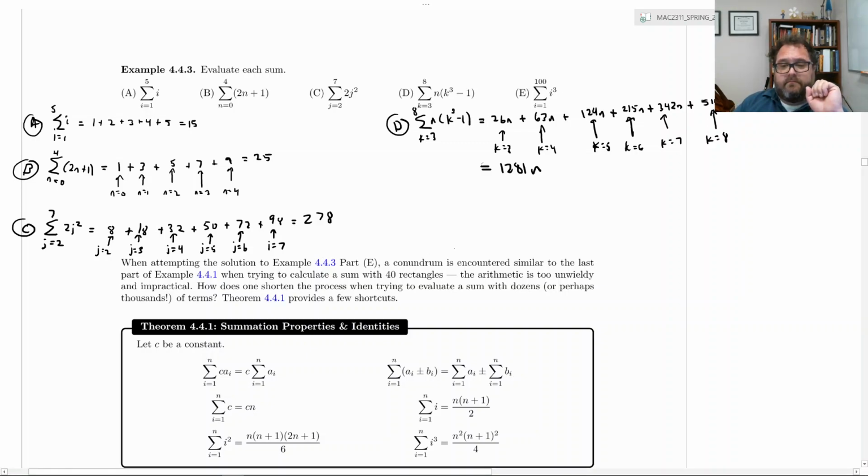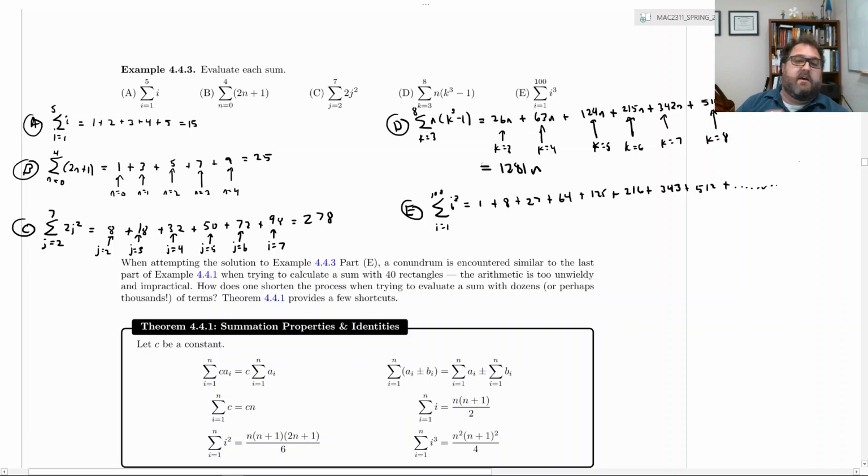Example E. We have the sum from i equals 1 to 100 of i cubed. Okay. Plug it in: 1 cubed is 1. Plus, plug in a 2, 2 cubed is 8. Plus, plug in a 3, 3 cubed is 27. Plus, plug in a 4, 4 cubed is 64. Plug in a 5, 5 cubed is 125. Plus 6 cubed is 216. Plus 7 cubed is 343. Plus 8 cubed is 512.